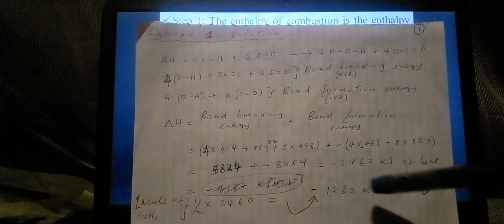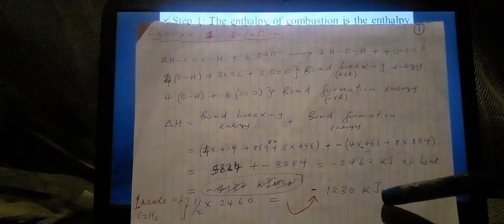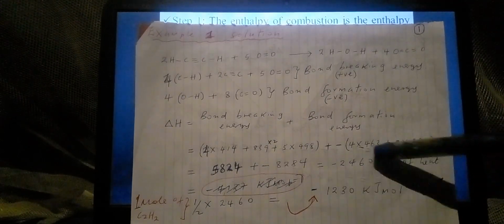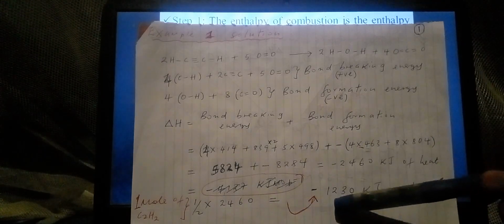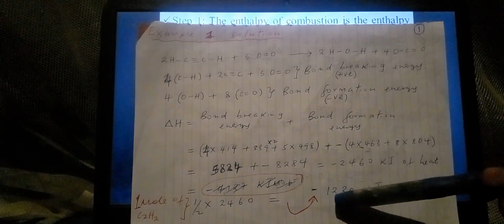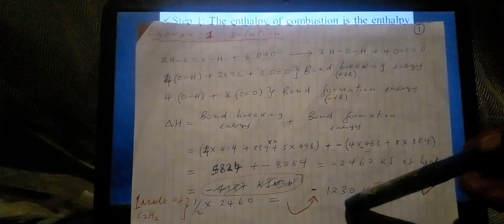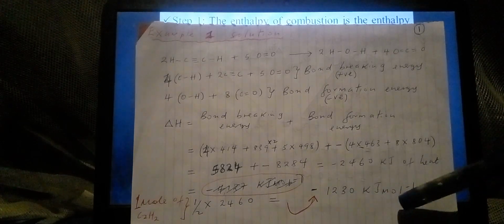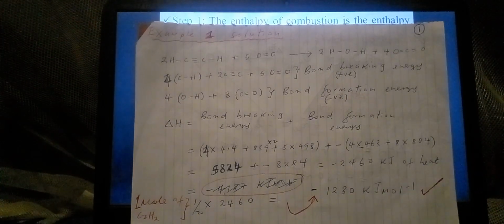But remember, we are burning 2 moles of ethane. So to get the amount of heat for burning 1 mole of ethane, you divide this amount of heat by 2. So we take negative 2,460 divided by 2, which will give us negative 1,230 kilojoules of heat. So the enthalpy of combustion of 1 mole of ethane is negative 1,230 kilojoules per mole. So you can have a look at that.